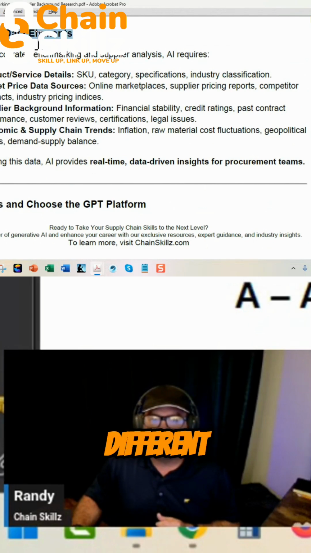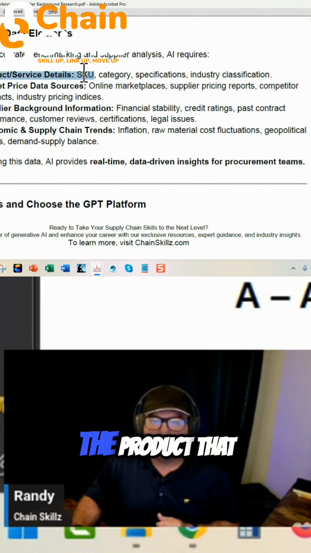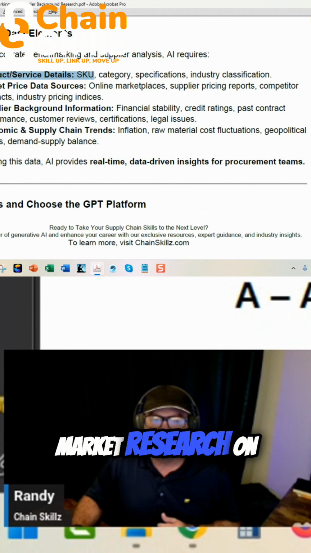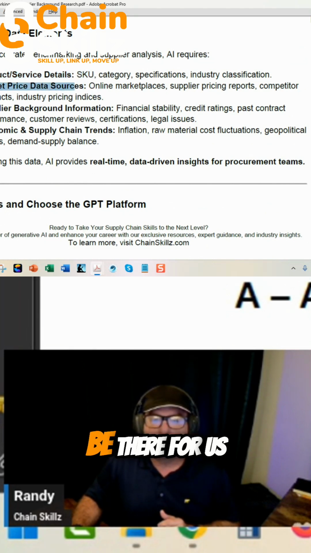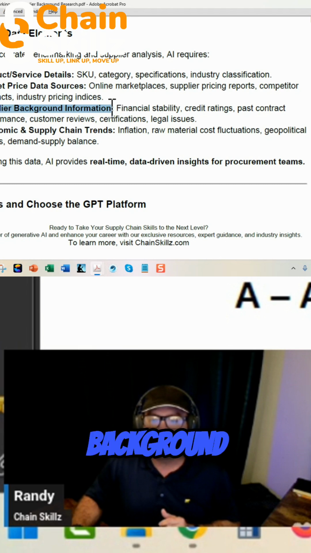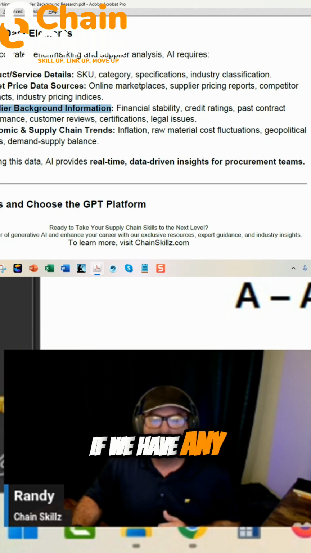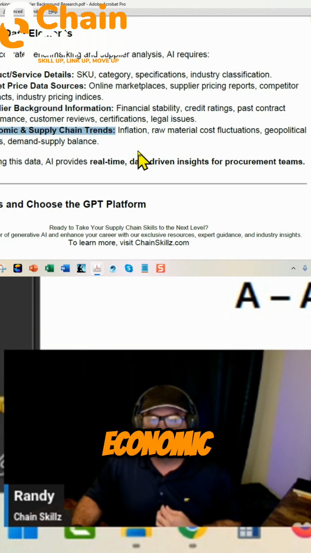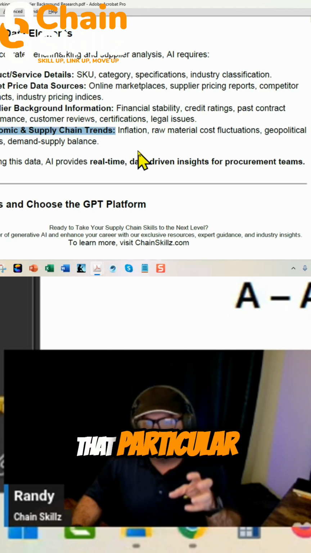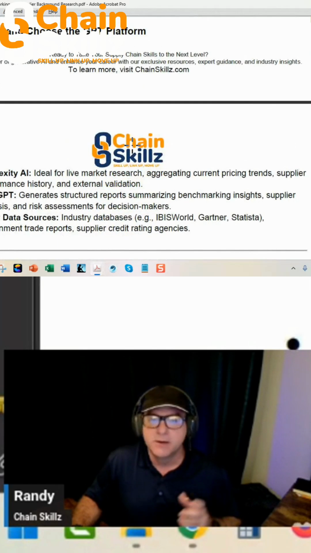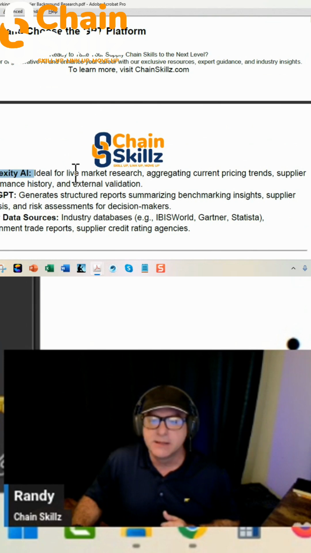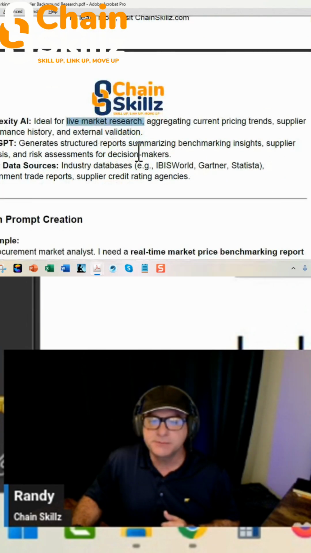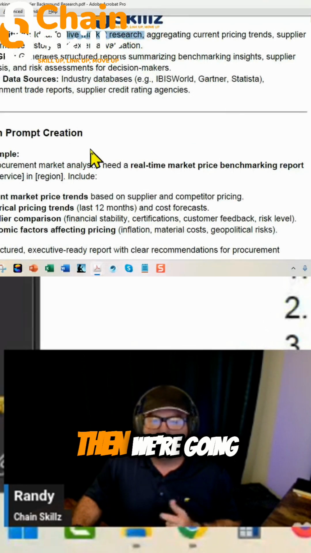What are the different data elements that we need to collect? The product that we're looking to do the market research on, market price data sources. We're going to use the internet. It's going to already be there for us. Any supplier background information that we have, if we have any, and then what's going on with the economic and supply chain trends for that particular industry, for that category. We've already assessed the ChatGPT platform we're going to use for this. We're going to use Perplexity, live market research. Okay. And then we're going to build our prompts.